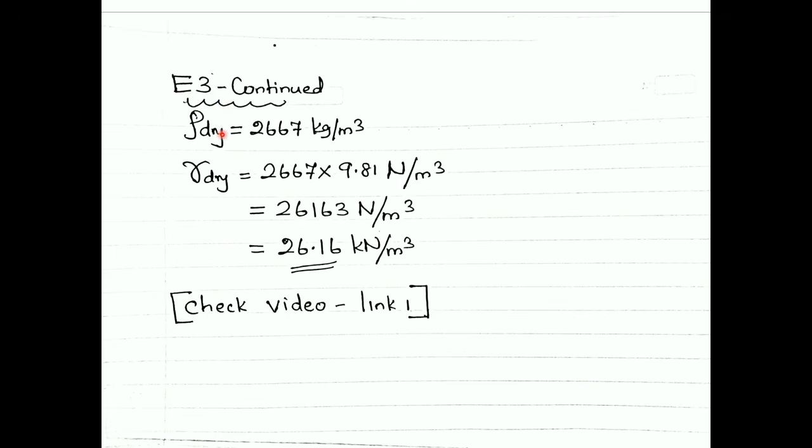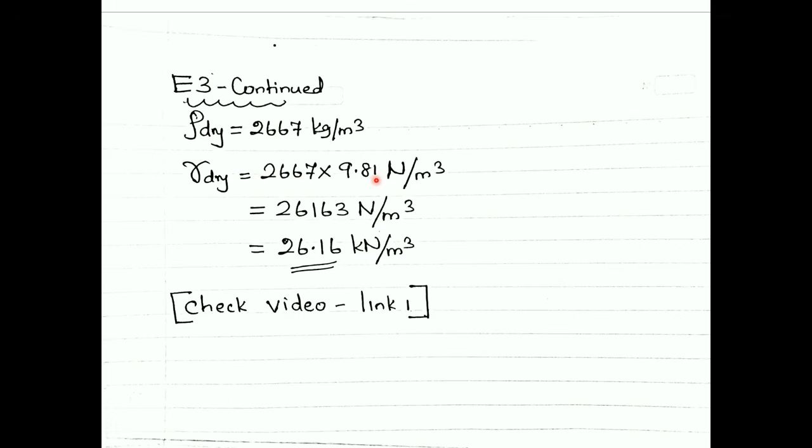Okay, dry density is equal to 2667 kilogram per meter cube. Okay, if you find gamma dry, the dry unit weight, gamma dry is equal to rho g. Gamma is equal to rho g. Check the previous slides. This is rho g, 9.81.